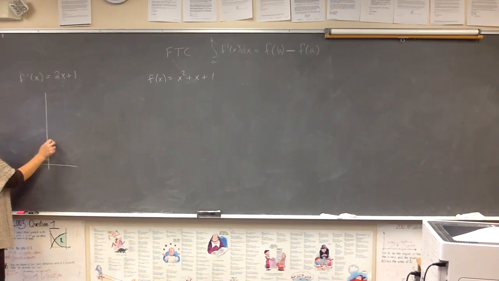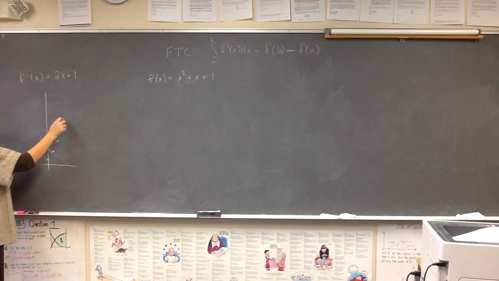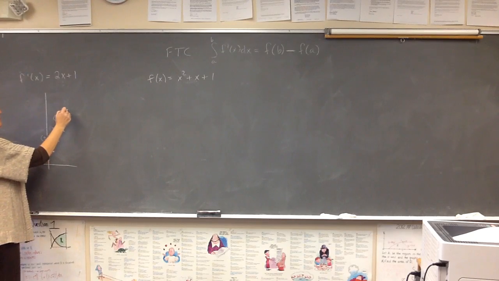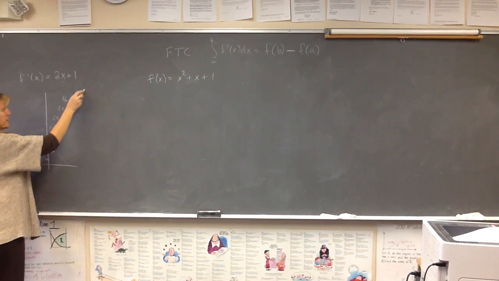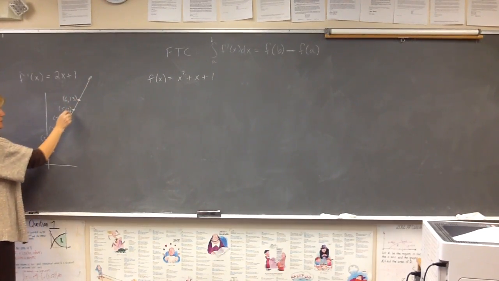What's that point? 1, 3, because I was already up 1. What's the next point? 2, 5. From here, up 2, right 1. Name that point. 3, 7. Up 2, right 1. 4, 9. Up 2, right 1. 5, 11. Up 2, right 1. 6, 13. And so on. If you miss one of these points, you just go back and make it a little bit bigger.